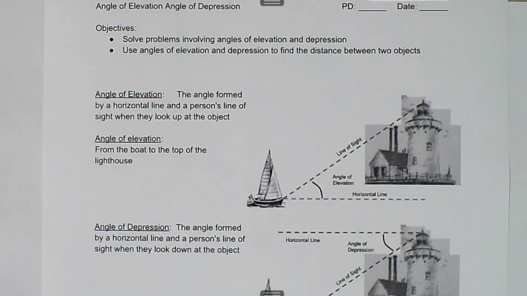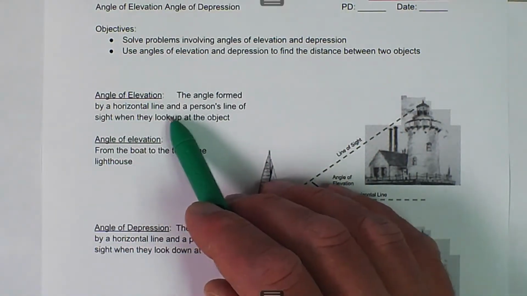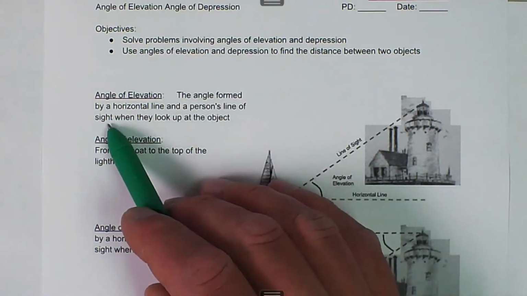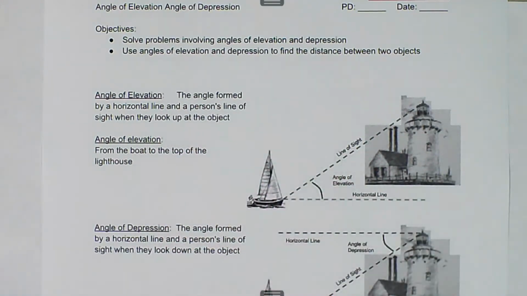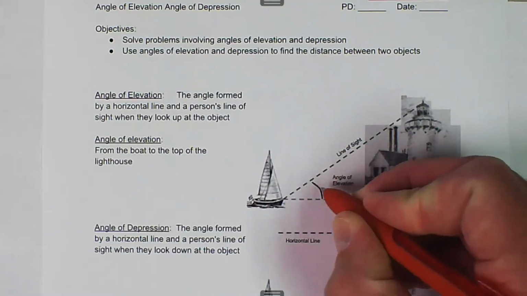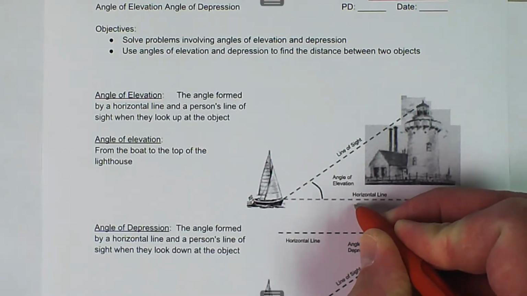So an angle of elevation is the angle formed by a horizontal line and a person's line of sight when they look up at an object. So in this case, we have a horizontal line, which would be represented by A, because we're talking about this angle right here. So this is going to be side adjacent.